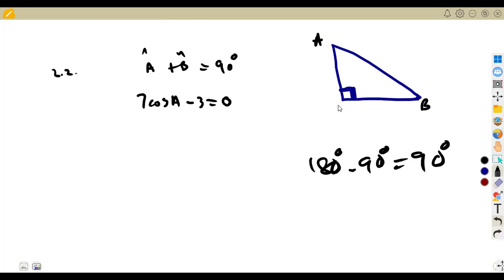So this is your angle A and your angle B. You can name it the way that you want. And this one we do not know. You can even call it C. What is important is that they are on a triangle. That is the only condition. They are on a right angle triangle.